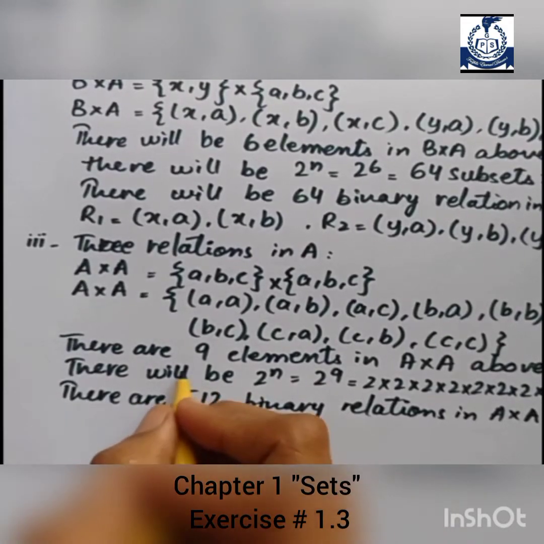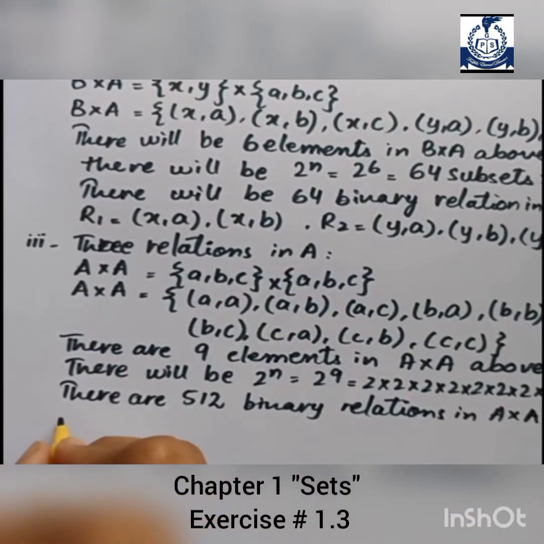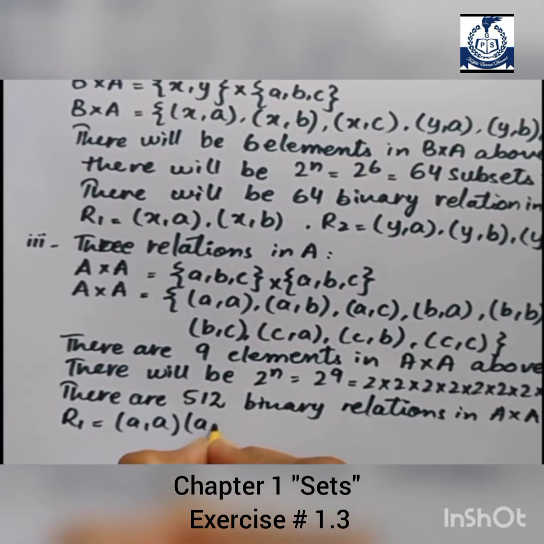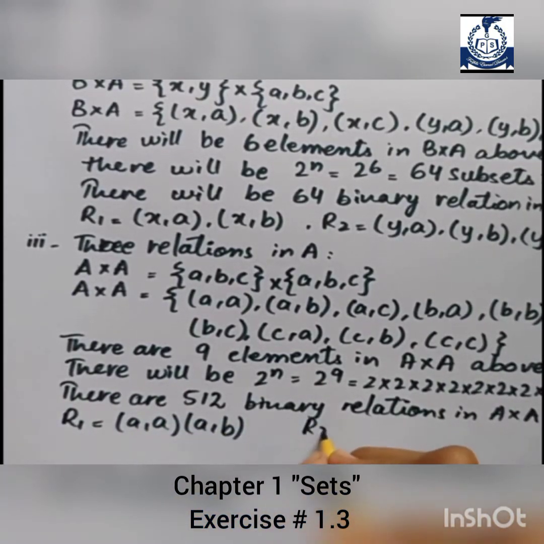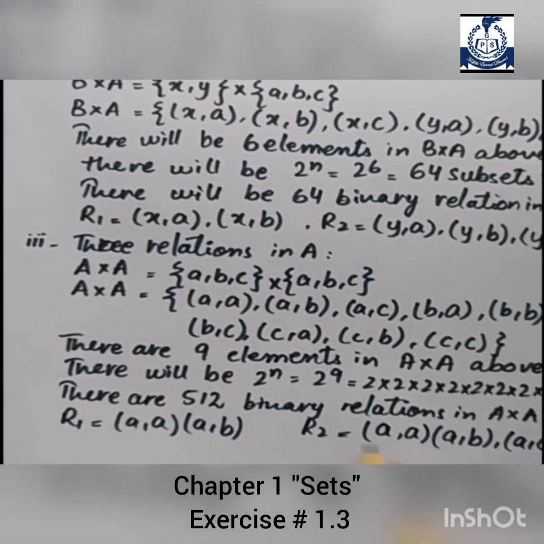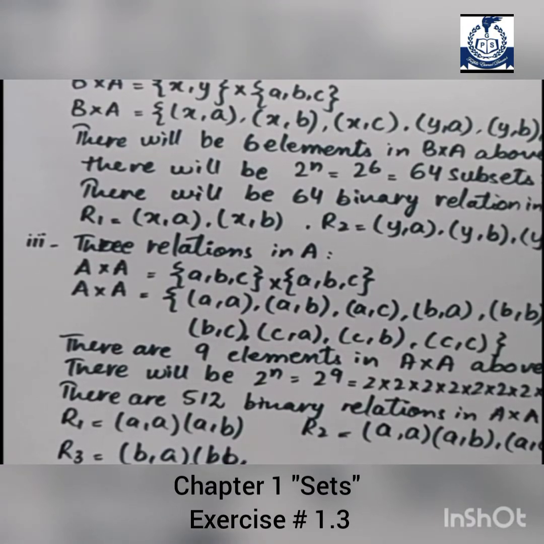So in this question we have to write 3 relations. So here we write R1, relation 1: (a, a), (a, b). R2, relation 2: here we take (a, b), (a, c). And R3, which is relation 3: in this we take (b, a), (b, b) and (b, c).